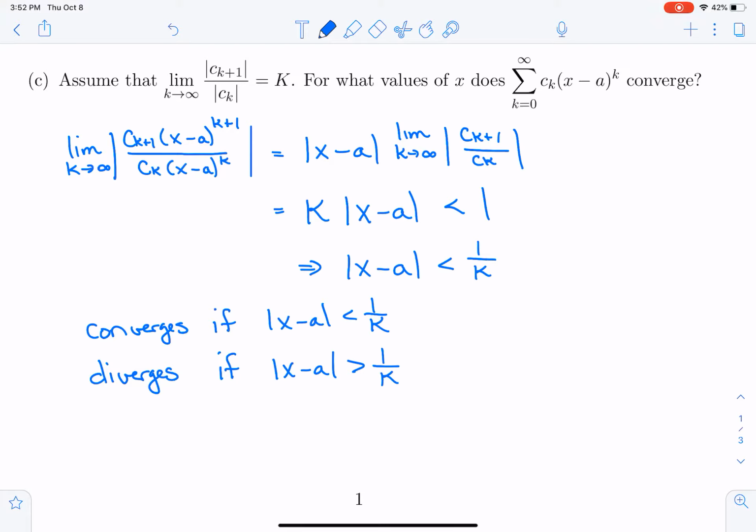Now, if x minus a in absolute value is equal to 1 over K, then for my ratio test, we will have that K times the absolute value of x minus a would be equal to 1. And so we would not be able to use the ratio test to determine convergence or divergence.